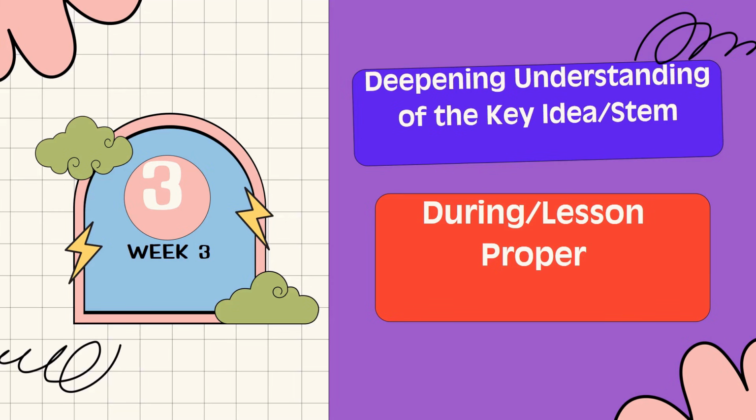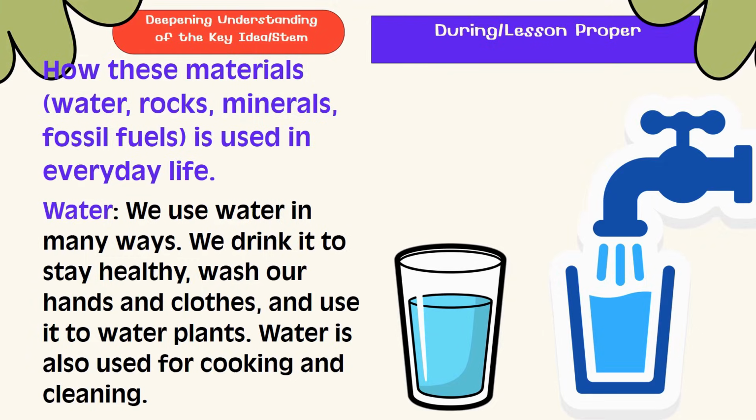Deepening understanding of the key idea stem. How are these materials like water, rocks, minerals, and fossil fuels used in everyday life? Water. We use water in many ways. We drink it to stay healthy, wash our hands and clothes, and use it to water plants. Water is also used for cooking and cleaning.